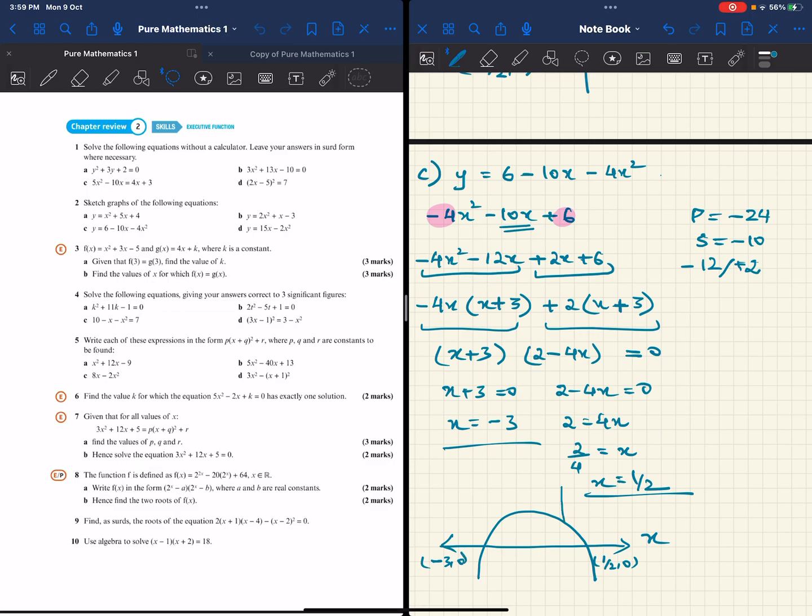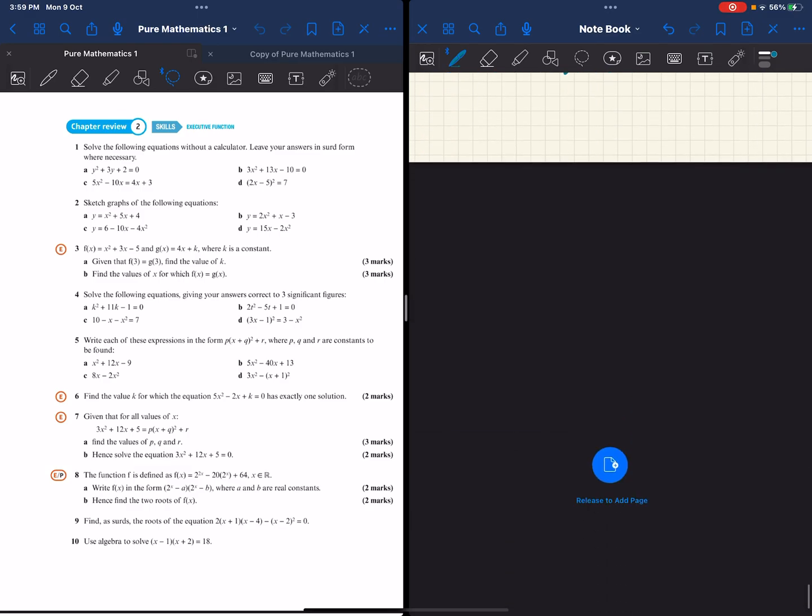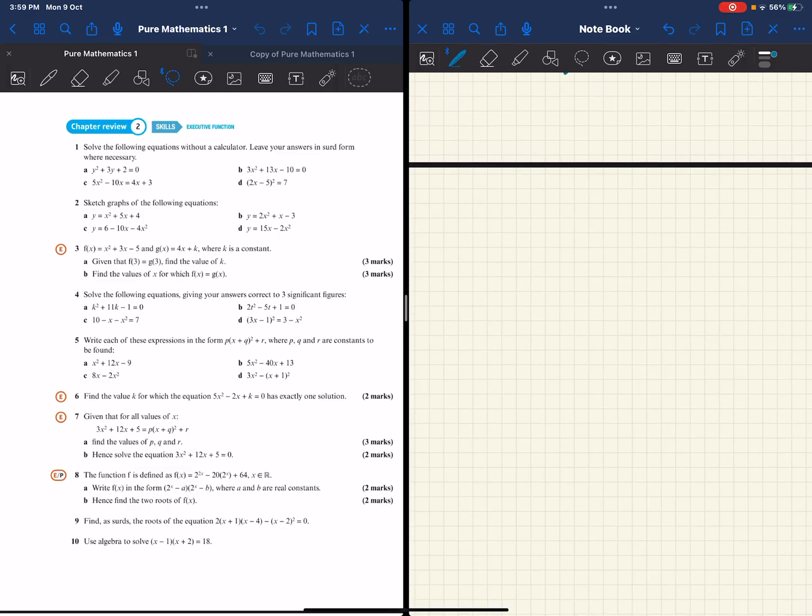So somewhere here is our y-axis. This is our origin and our y-intercept is positive 6. So on the y-axis, the x-coordinate is always 0. So 0 comma 6. That answers question C. Moving on to the last question from this category.